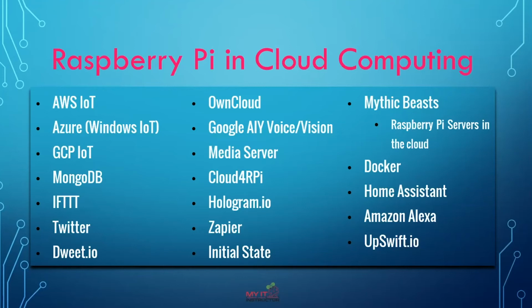There's a company out there called Mythic Beasts, and you can actually rent Raspberry Pi servers on the cloud. So there's some pretty cool stuff you can do there. If you want to get into serverless architecture, you can start doing Docker and Kubernetes on the Raspberry Pi now. If you want to move into the home automation world, there's Home Assistant. There's another one, I can't remember the other name, but there's a second product that they both have.